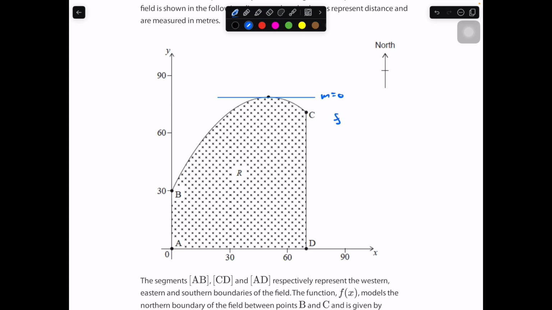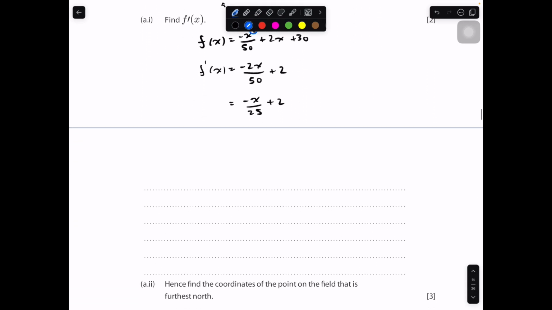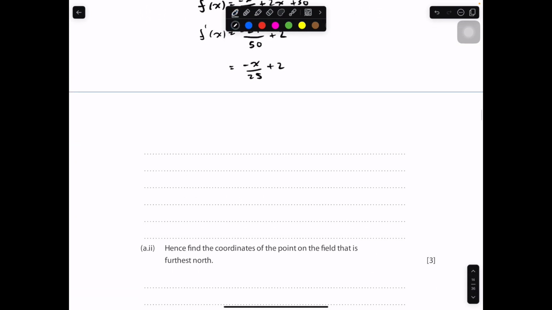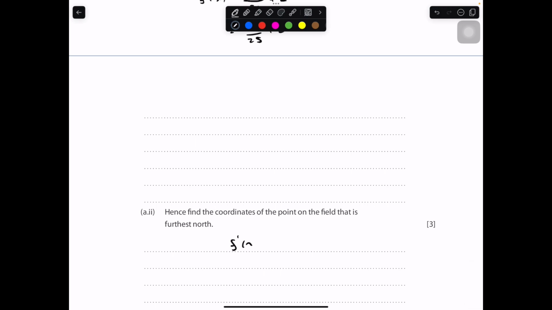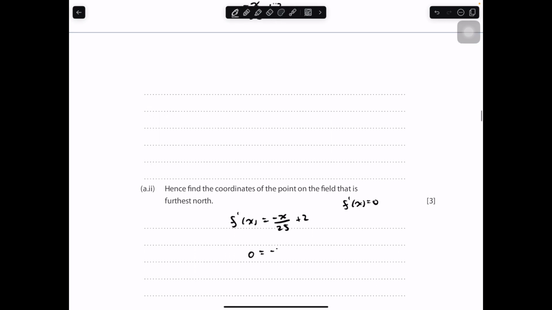And what does that mean? That means that f prime of x, our slope function, is also going to be equal to 0. And I think that's what they're really asking you to do. So if we know that f prime of x is equal to negative x over 25 plus 2, what is the point when f prime of x is equal to 0? So let's put in 0. Let's ask, okay, well, what value of x is this slope equal to 0? And then we can, of course, solve.